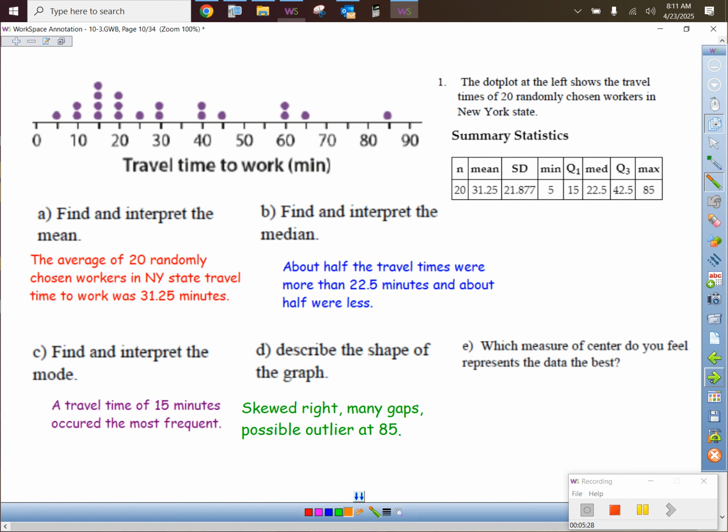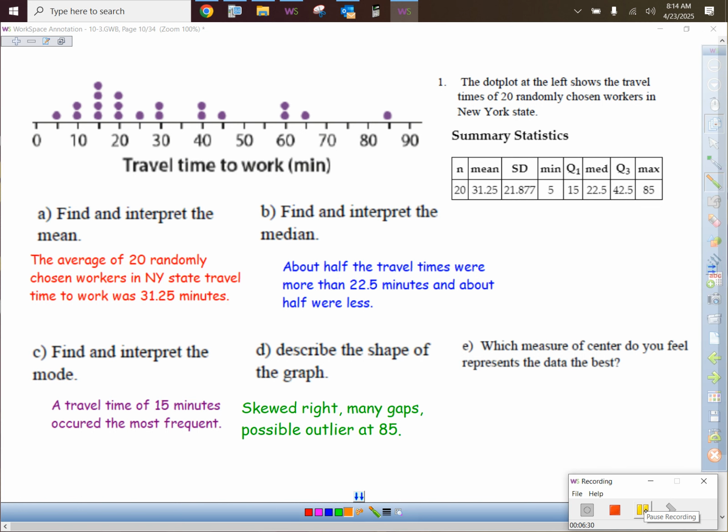And here's a little preview on part E. They're saying, which measure of center? What I need your brain to start recognizing is that when they say measure of center, they're asking mean, median, or mode. Are you cool with that? Mean, median, or mode. Which measure of center do you feel best represents the data? We don't know yet. We haven't learned, so it is guessing time. Do you think the average was the best, the median was the best, or the mode was the best? Discuss with a neighbor. What are your thoughts?